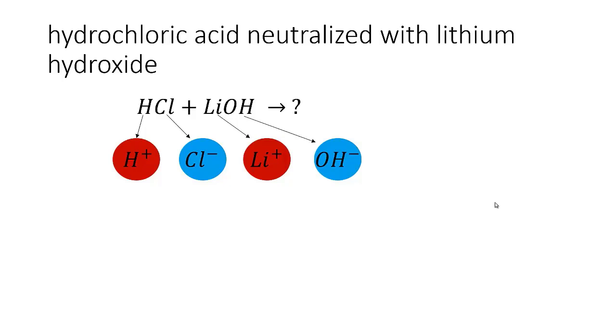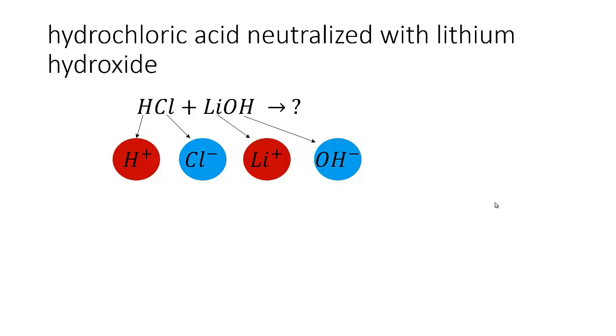This is what happens when you toss lithium hydroxide and hydrochloric acid into solution. They immediately break apart. They're both strong, which means they completely dissociate. So now instead of having lithium hydroxide as a complete structure, it's broken into its respective components. Now they can find each other.